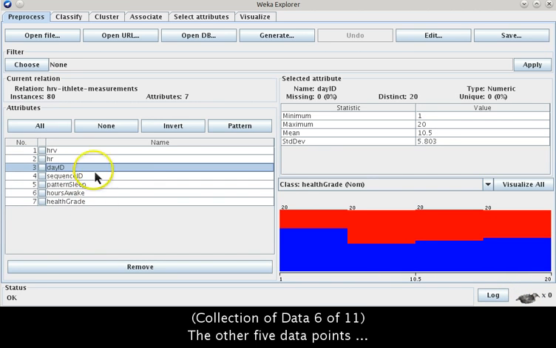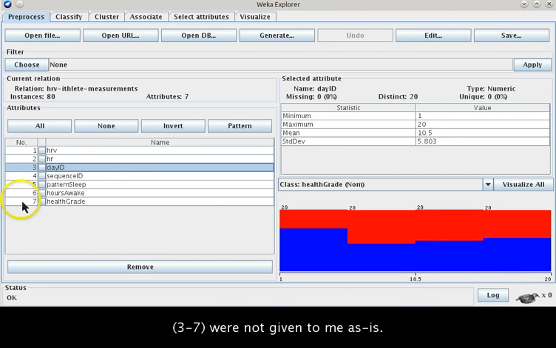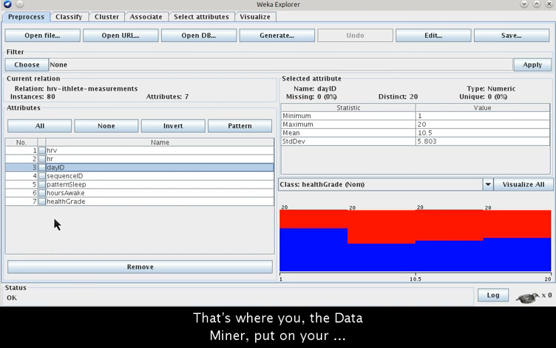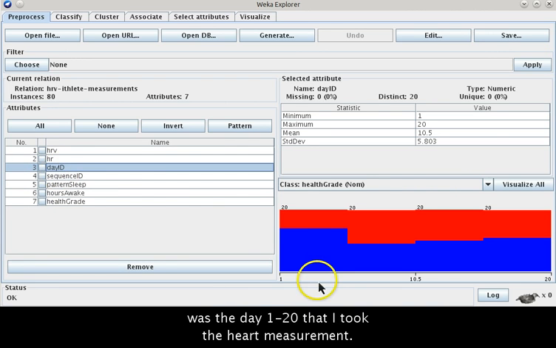The other 5 data points were not given to me as is. That's where you, the data miner, put on your thinking cap to decide how to tweak your data and provide Weka capability of discovering useful information. This is part of pre-processing, and not to editorialize, but if you have initiative and aptitude for data pre-processing techniques, you'll be effective at data mining with Weka. The third metric, day ID, was the day 1 through 20 that I took the heart measurement on.